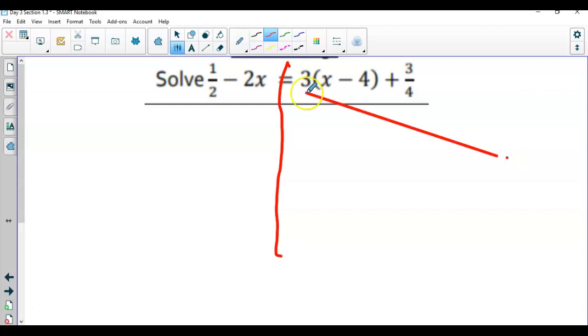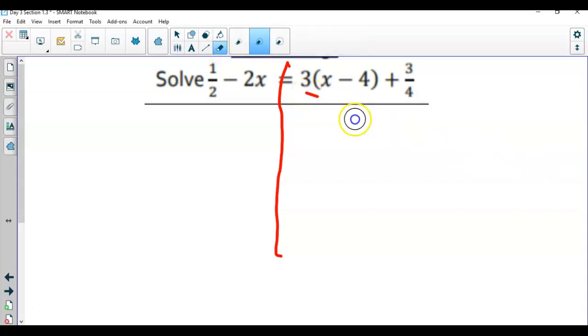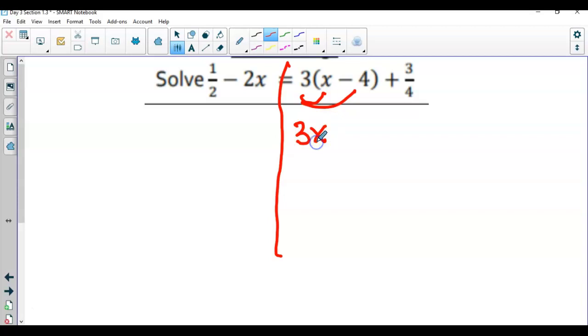Okay, so the first thing on this right side, I want to distribute this 3. Okay, so I'm going to distribute to the x and to the negative 4. So I have 3x minus 12 plus 3/4. And over on this side, I don't need to do anything. I have a 1/2 and a negative 2x. So 1/2 minus 2x.